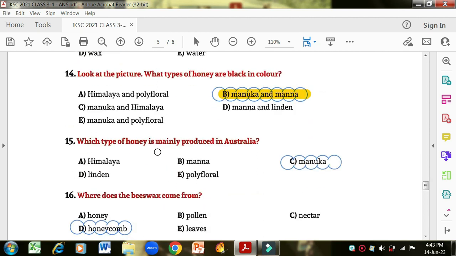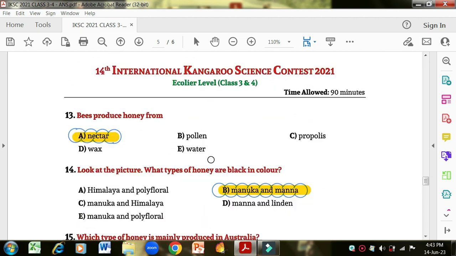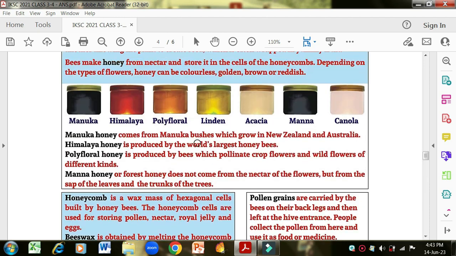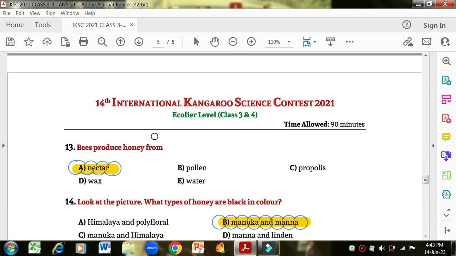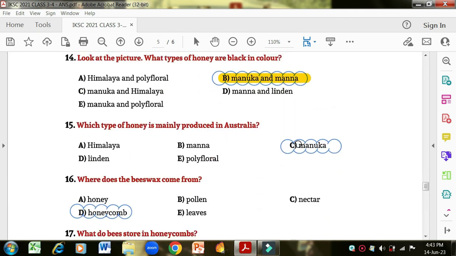Okay, which type of honey is mainly produced in Australia? We have studied that in Australia, Manuka honey is formed. So Manuka is the correct answer.